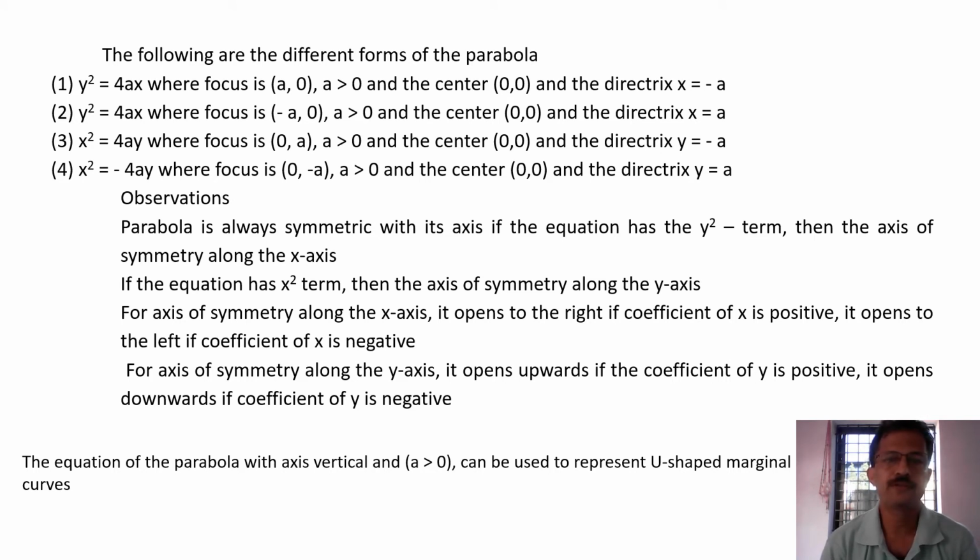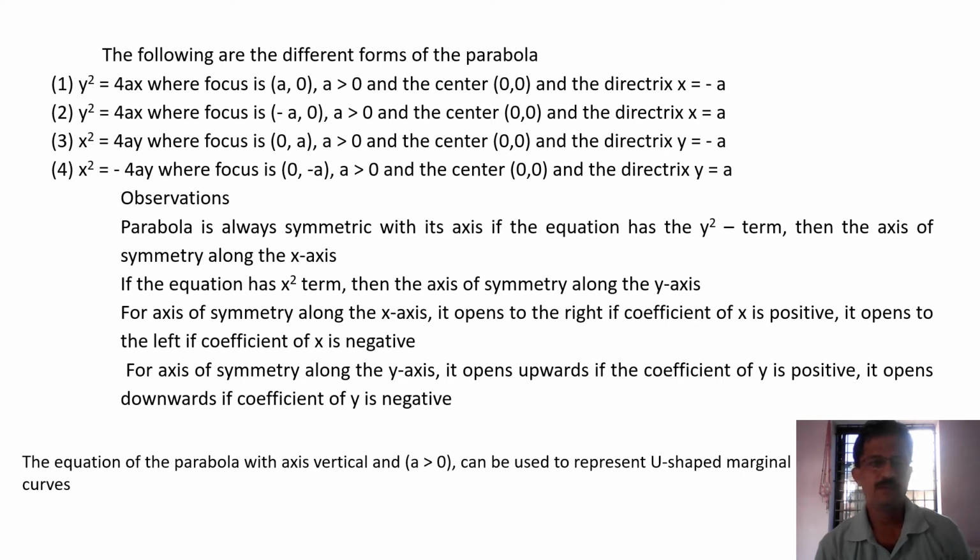y square equal to 4ax. In this case, focus at (a, 0), vertex at (0, 0) and directrix x equal to minus a. y square equal to minus 4ax: focus (minus a, 0), vertex at (0, 0) and directrix x equal to a. x square equal to 4ay: focus is (0, a), vertex (0, 0), directrix y equal to minus a. The fourth form is x square equal to minus 4ay, where a is greater than 0, focus is (0, minus a), the vertex (0, 0) and the directrix y equal to a.